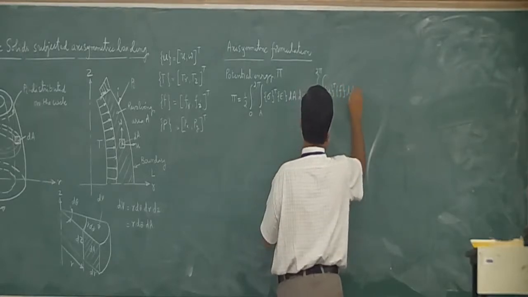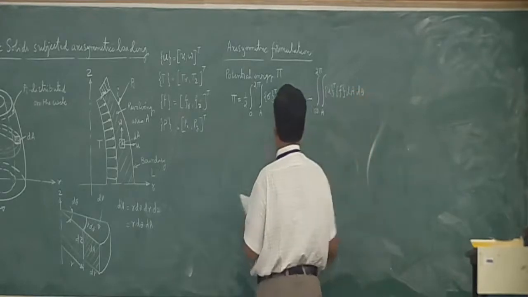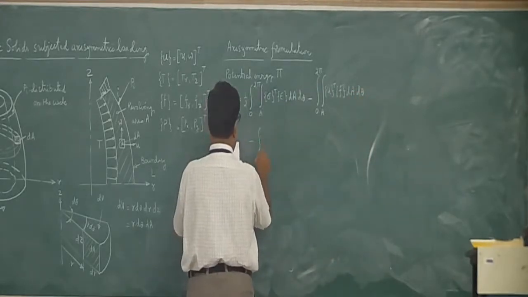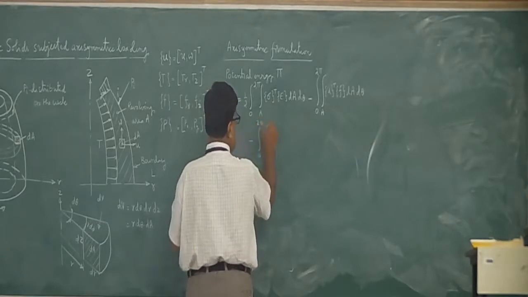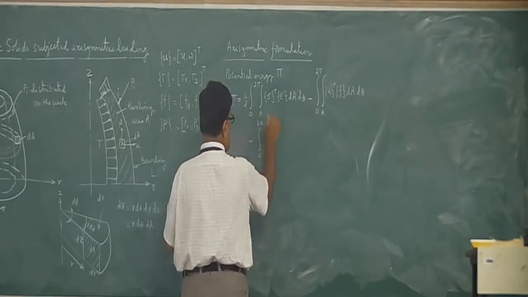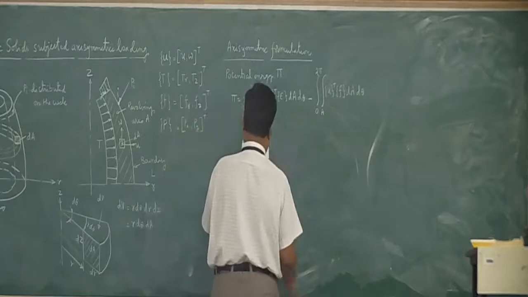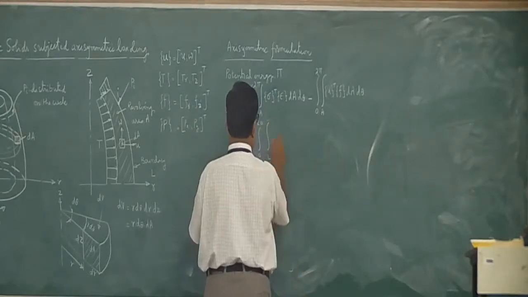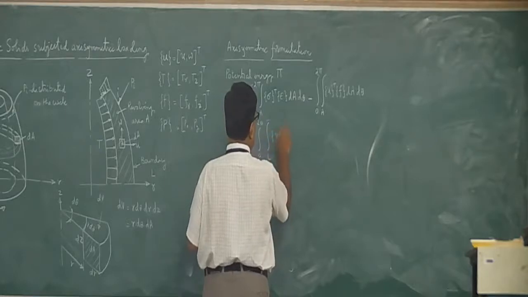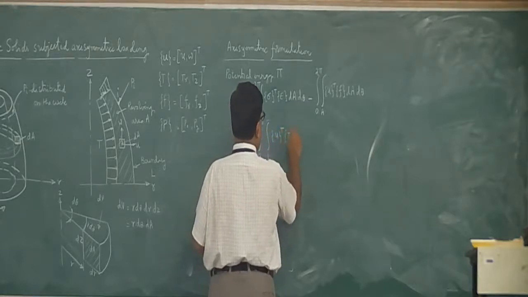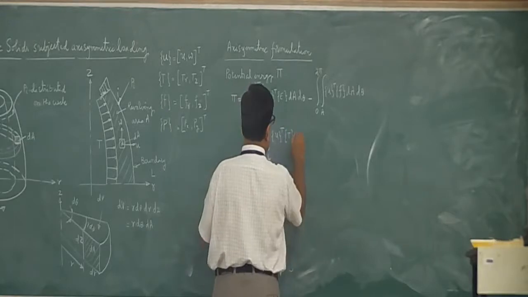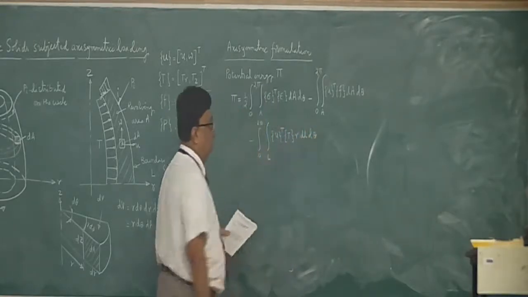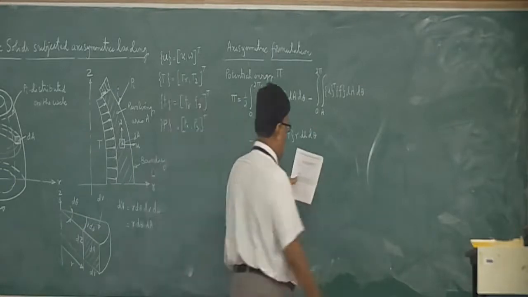This is dA into d theta. Then about the traction. Traction is also going to be 0 to 2 theta, but in this case it is 0 to L. It varies between 0 to L, or you can say over the length you can find out. This is U transpose T R dl d theta. This is about the traction force.